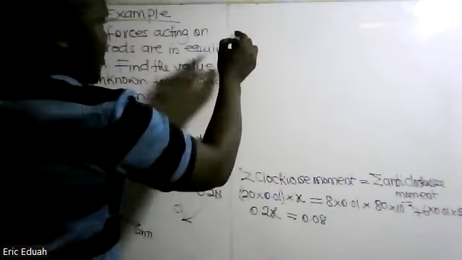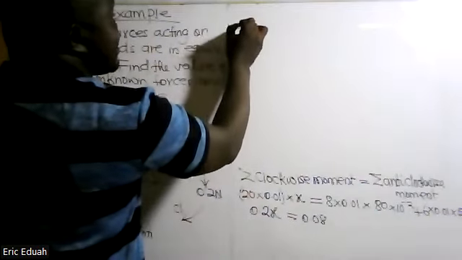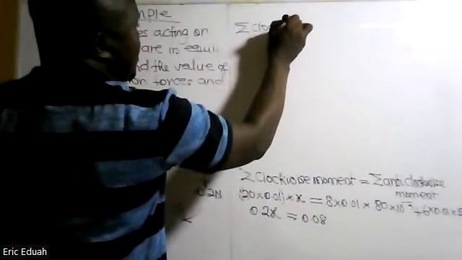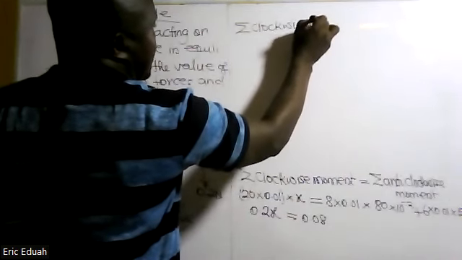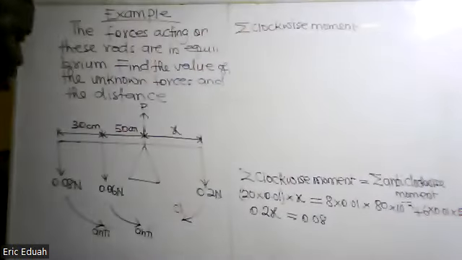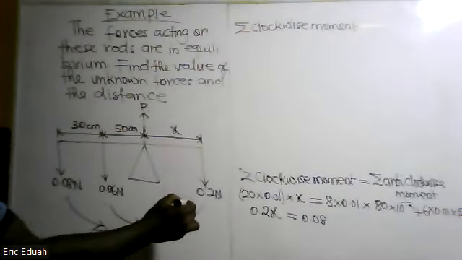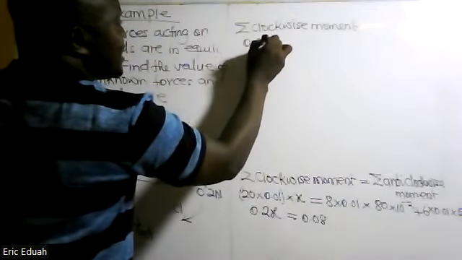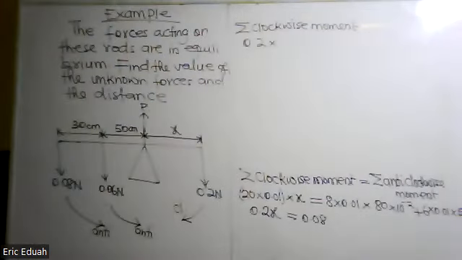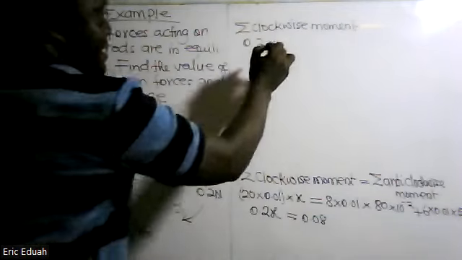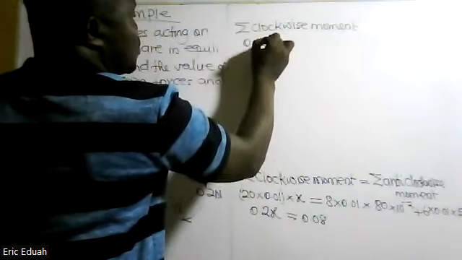So, summation of clockwise movement. This gives us clockwise. So we have 0.2 times the perpendicular distance. And the perpendicular distance is unknown, x. So we have 0.2x.